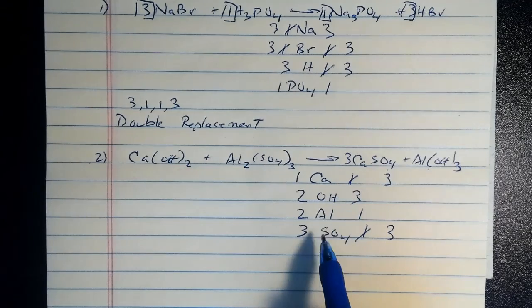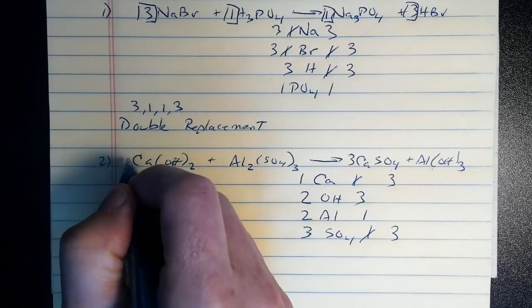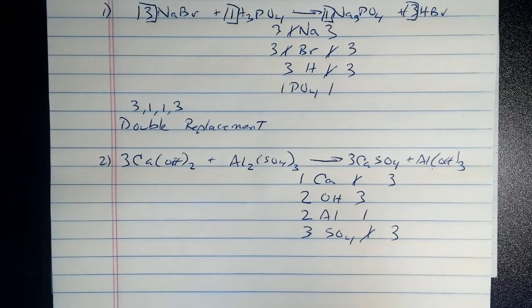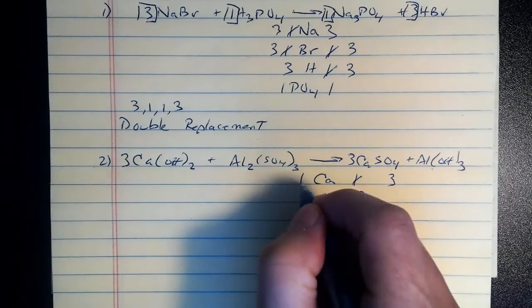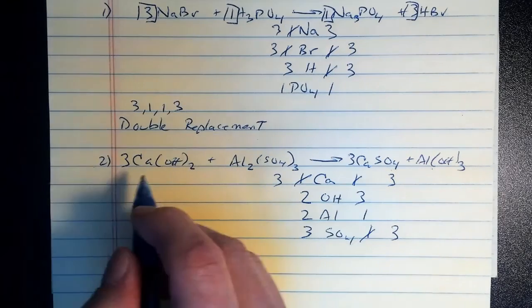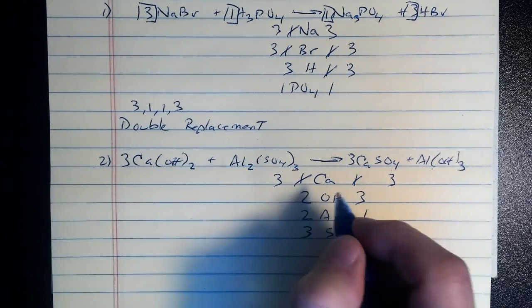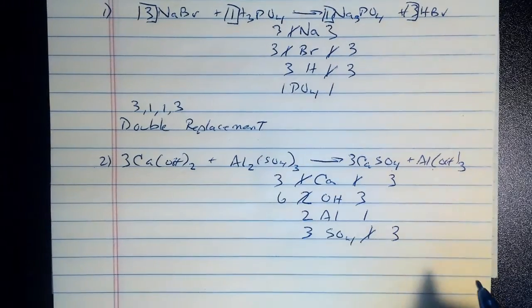So we need to get 3 calcium. So we're going to insert a 3 as a coefficient for calcium hydroxide. Now we're going to remultiply. 3 times 1 calcium will be 3. 3 times 2 will be 6 hydroxides. So we're going to put 6 here.